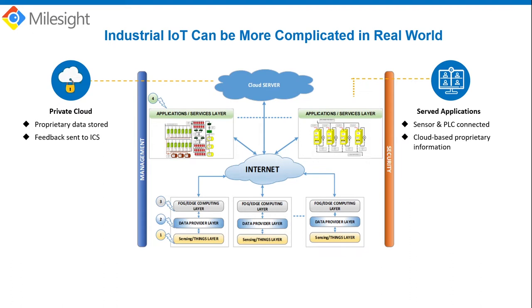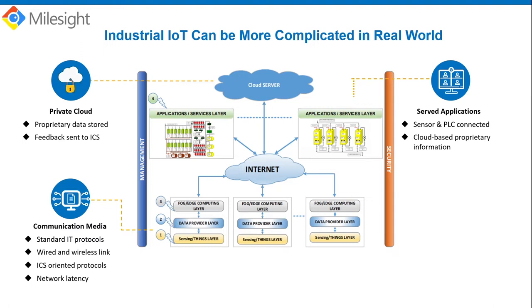And the communication media and protocol must match the IoT ecosystem architecture. The industrial IoT ecosystem, which is part of the industrial control systems architecture, provides a wired and wireless link between the sensor, the PLC, and the ICS server, the industrial control systems server. And you may see the inclusion of ICS-oriented protocols, like Modbus, Profibus, and CAN.